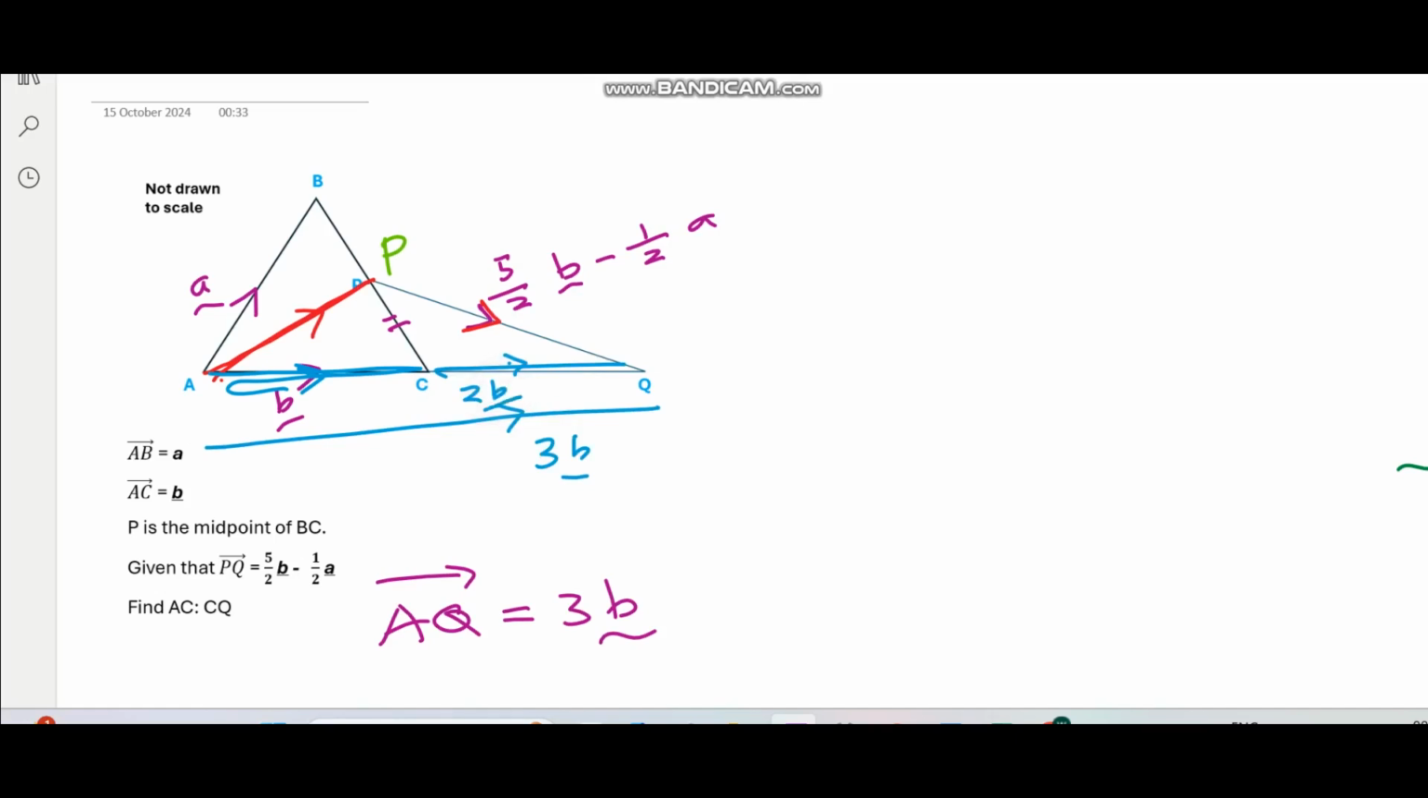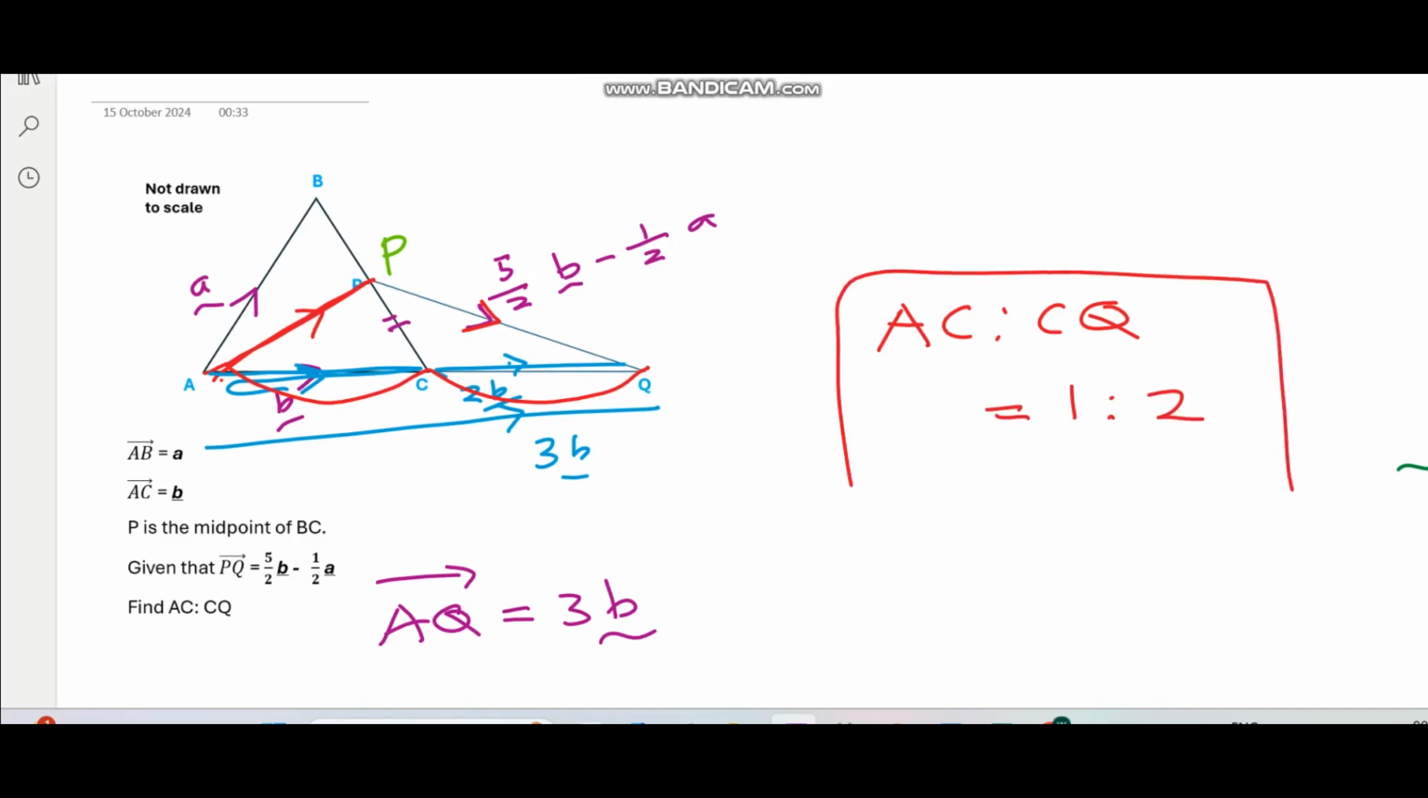So remember, the question is, what's the ratio between AC and CQ? So that's B to 2B. So that is 1:2. AC is to CQ is 1:2. Okay, it's not drawn to scale anyway, so don't worry. AC is to CQ is 1:2. Okay, we'll see you again next time.